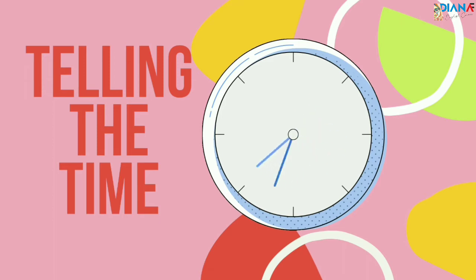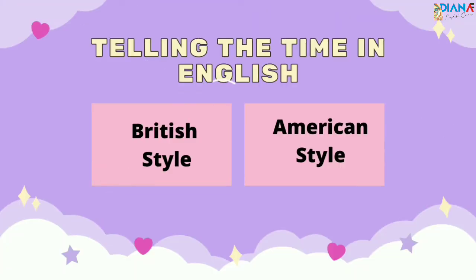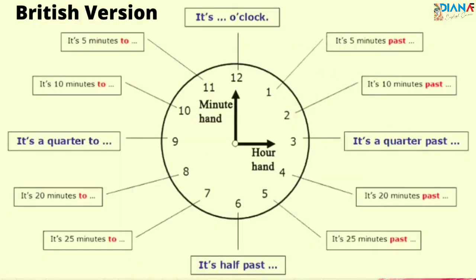So for today, we are going to talk about time. As we know, there are two kinds of time. The first one is the British version and the second one is the American version. Let's talk about the British version first. In the British version, there are some characteristics. The first one is about past, to, a half, and a quarter.